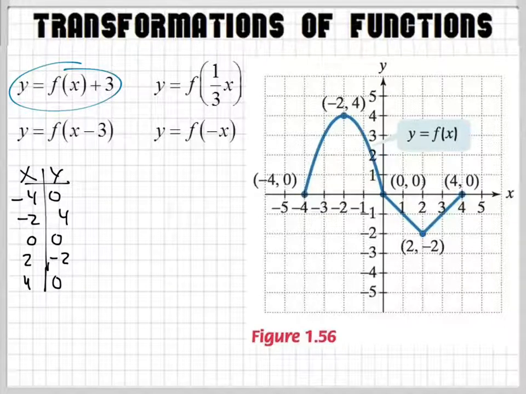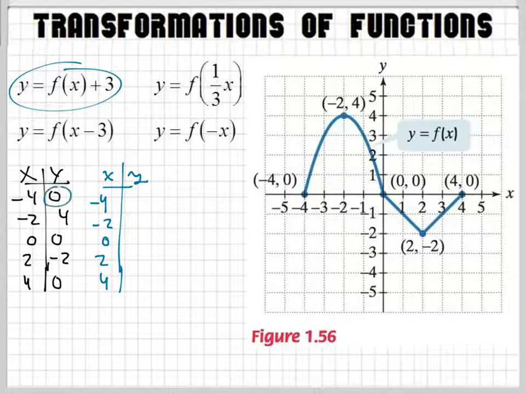To do that one, I would add 3 to what? F of x is the same as y. And so I would add 3 to the y, right? So I would just go, let's see, x and then y. Let's see, it would be negative 4, negative 2, 0, 2, and 4. Add 3 to that, I get 3. Add 3 to that, I get 7, 3, 1, and then 3. Right? And then you just graph them. And that's your function if you add 3 to it.